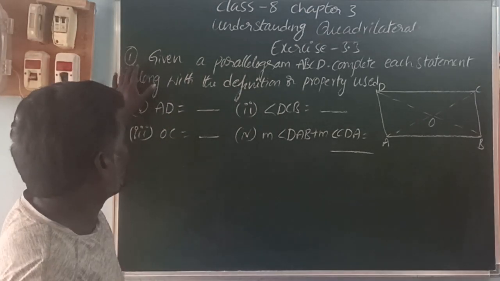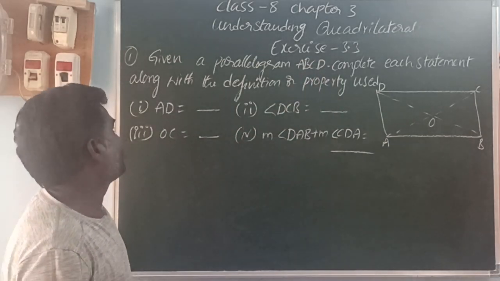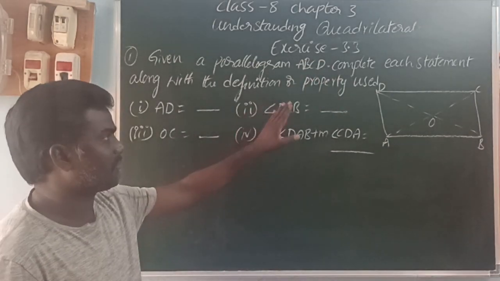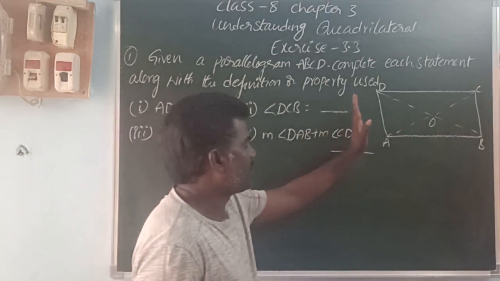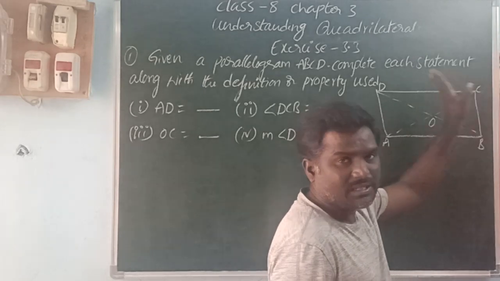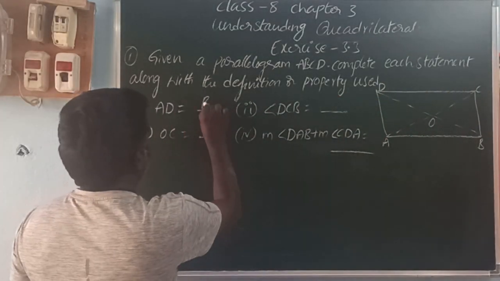First of all, given a parallelogram ABCD, complete each statement along with the definition or property used. First one, AD is equal to what? AD is equal to BC. In a parallelogram, opposite sides are equal and parallel. So AD is equal to BC.